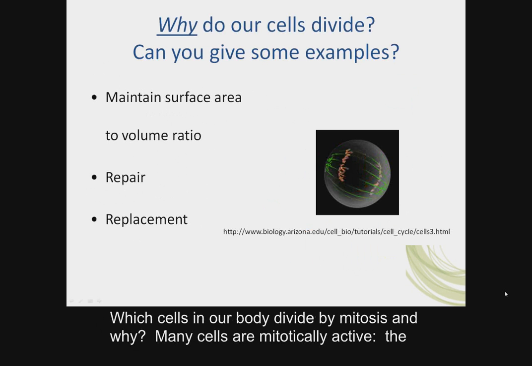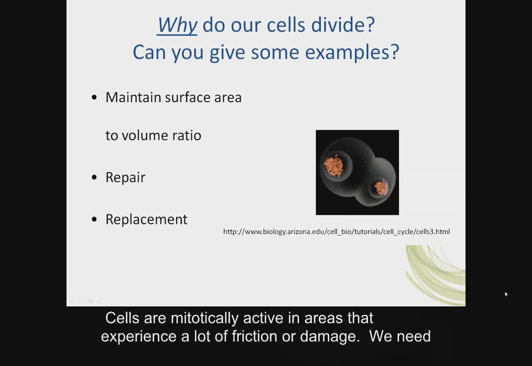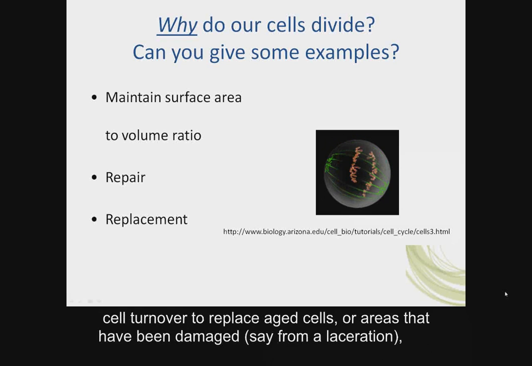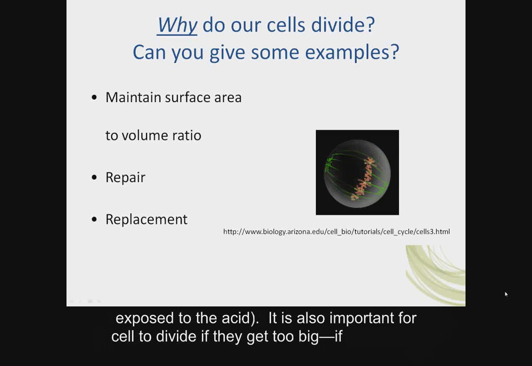Which cells in our body divide by mitosis and why? Many cells are mitotically active. The squamous cells in your epidermis, hair cells, cells lining your GI tract, etc. Cells are mitotically active in areas that experience a lot of friction or damage. We need cell turnover to replace aged cells or areas that have been damaged, say from a laceration, or cells that have been damaged, say cells lining the lumen of the stomach that have been exposed to the acid.